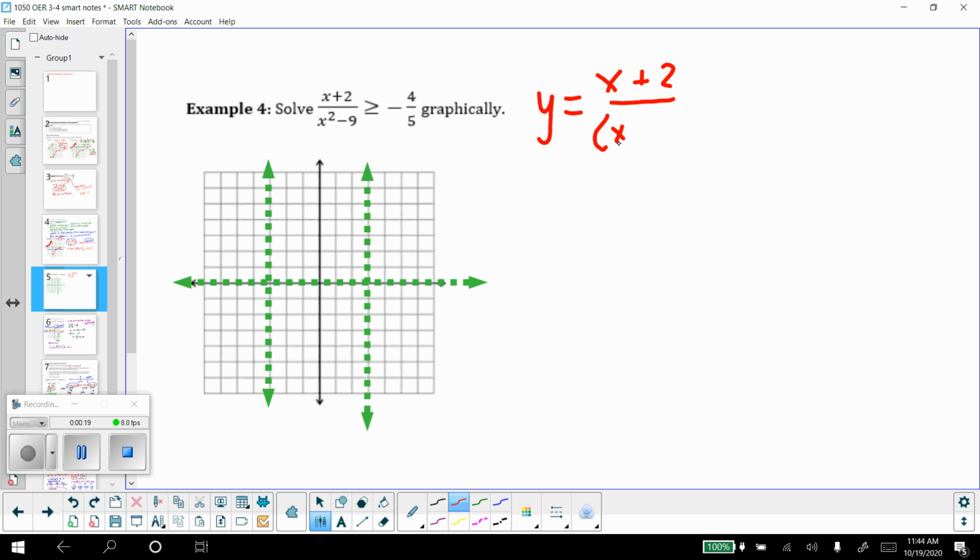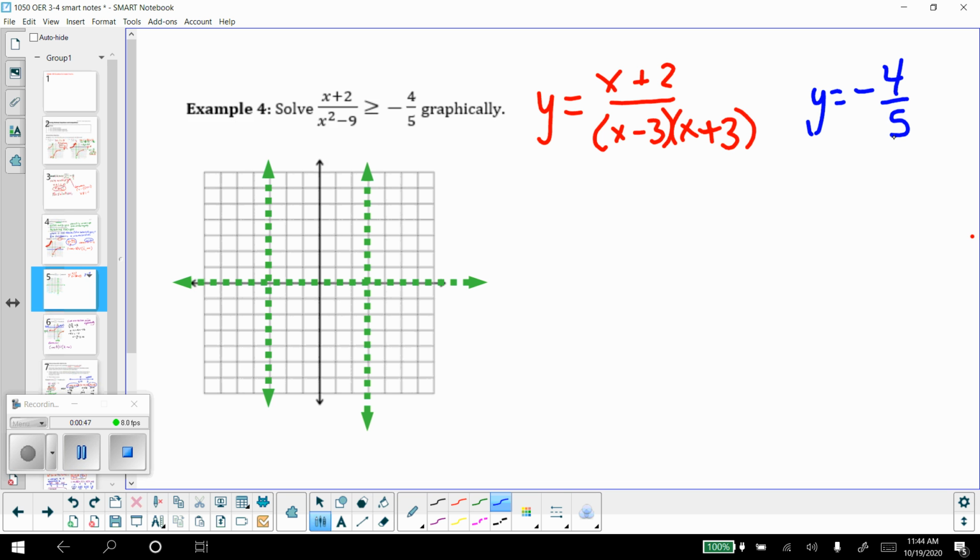I'm going to go ahead and factor that into (x − 3)(x + 3). There, that's better. And then my other graph is y equals −4/5, which is just going to be a horizontal line.